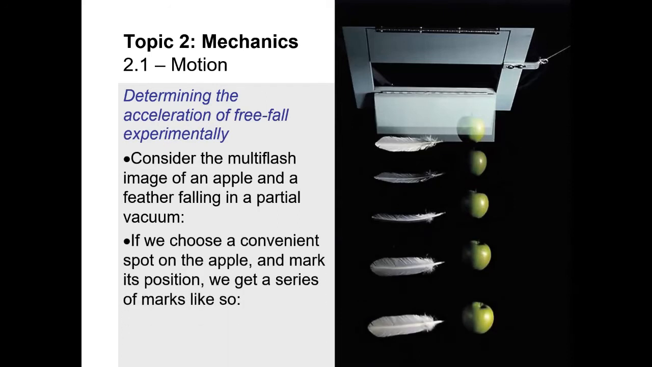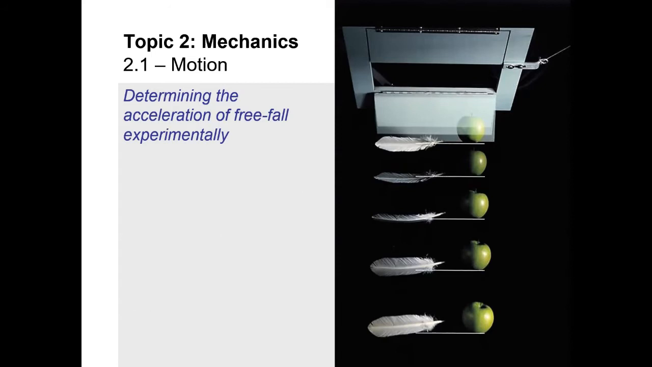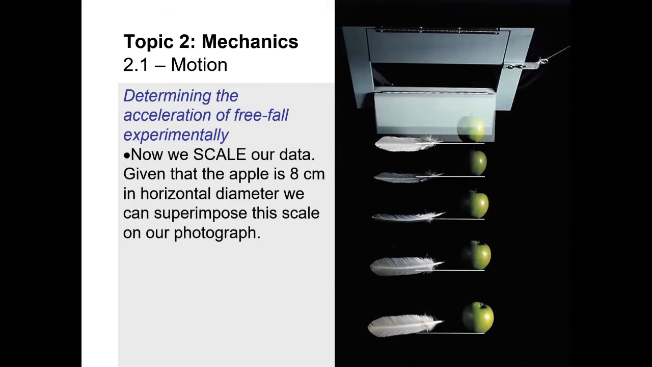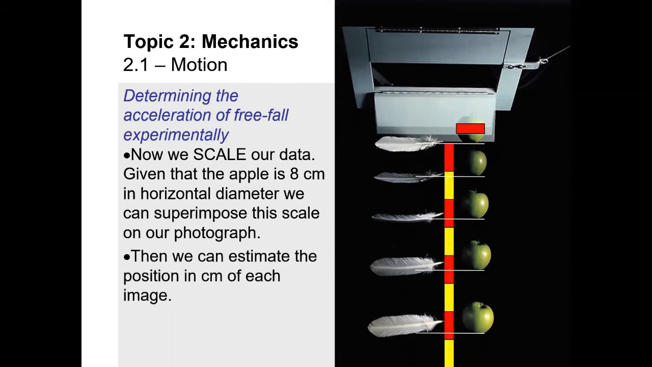If we choose a convenient spot on the apple and mark its position, we get a series of marks like so. Now we scale our data. Given that the apple is 8 centimeters in horizontal diameter, we can superimpose this scale on our photograph. Then we can estimate the position in centimeters of each image.